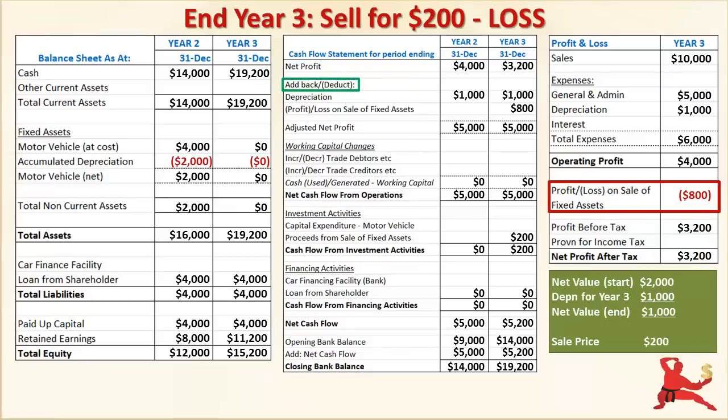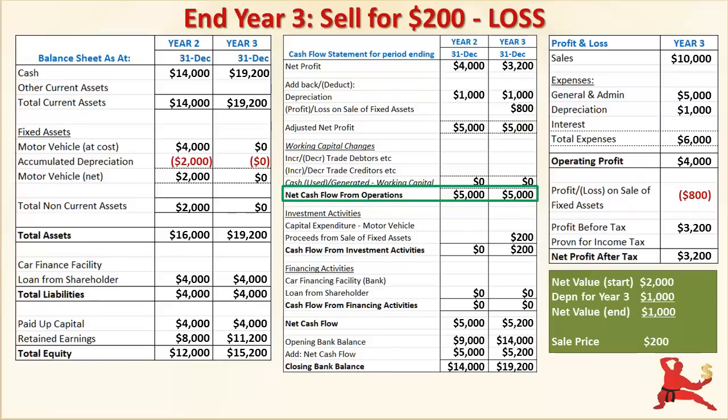In the cash flow statement, you add back the loss to the net profit figure to eliminate its effect from the operational cash flow. Notice how your net cash flow from operations is still $5,000, exactly the same as in the break-even and the profit scenarios. You made an accounting loss of $800 on the sale, but you still got $200 cash into the business. That cash inflow is picked up under investment activities in proceeds from sale of fixed assets. So your overall net cash flow for year 3 is $5,200, $5,000 from your operating activities and $200 from the sale of the car.